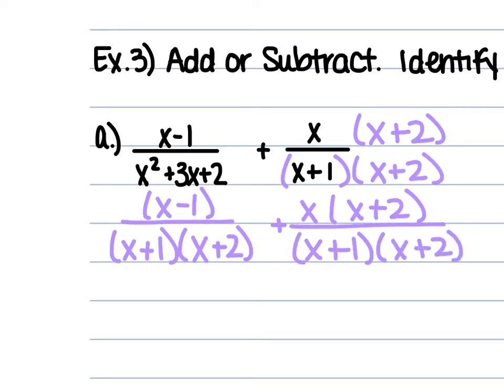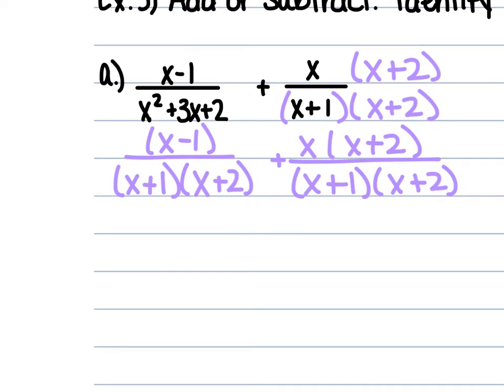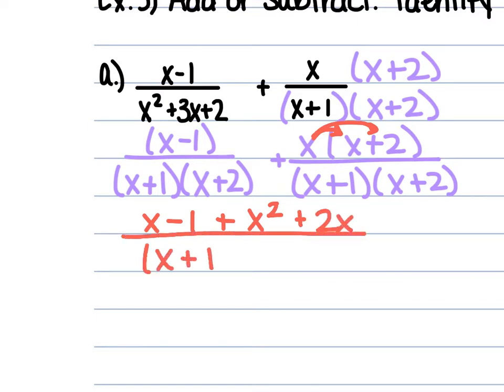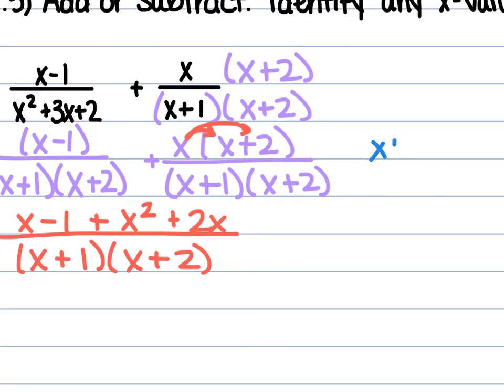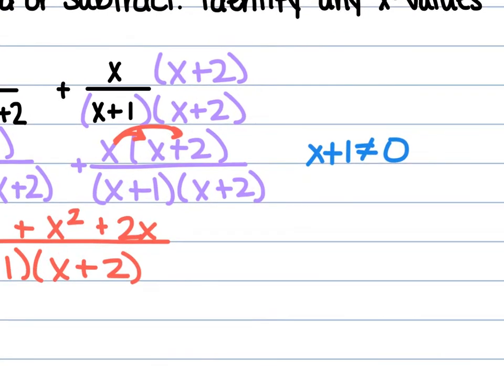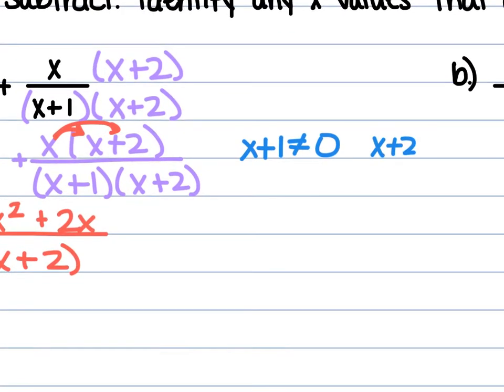So from here, we want to go ahead and multiply that x in. So distribute it. We're going to have x minus 1 plus x times x. So that's going to be x squared. And then that positive x times 2 is a 2x all over x plus 1 times x plus 2. If at this time you wanted to tell me what x can't equal, you can do so. You can do that x plus 1 is not equal to 0 and that x plus 2 is not equal to 0. So we know that x cannot equal negative 1 or negative 2.